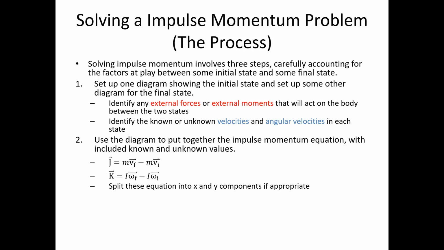Then, using the diagram, we want to put together our equations. So we've got the translational impulse momentum, J equals mv final minus mv initial. That can sometimes be broken into x and y pieces. We have the rotational piece, K equals I omega final minus I omega initial. And sometimes we will need to relate something like the angular velocity and the linear velocity, if we've got something like rolling without slipping. So we might need to slip some kinematics in there as well.